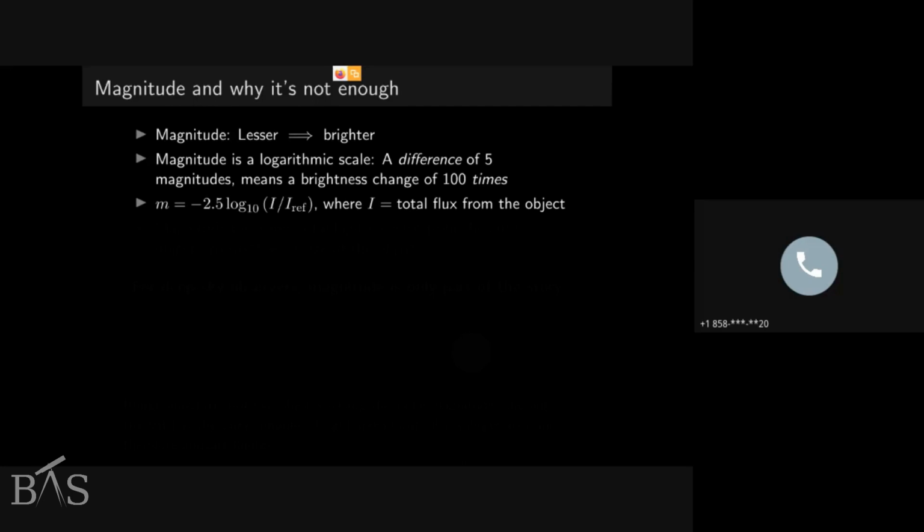And it's a logarithmic scale. That means that a difference of 5 in magnitude is a change of 100 times. So a magnitude -5 object is 100 times brighter than a magnitude 0 object, which is 100 times brighter than a magnitude 5 object. Okay, and so here's the formula to calculate it. The details of the formula are not important, except the fact that there's a log and a minus sign. And I here is the total light coming from the object per unit area on Earth. So we call that flux. So it's the total flux from the object.